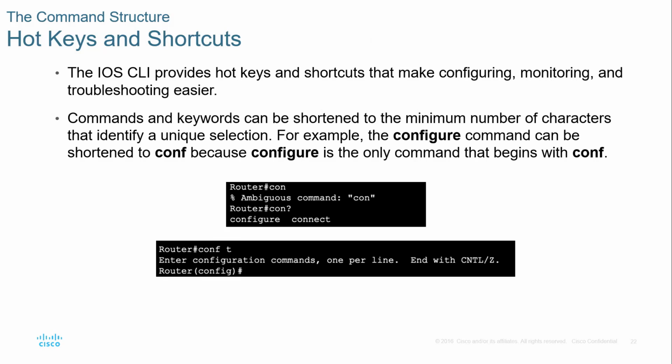So, hotkeys and shortcuts. You don't always have to type out the entire command. To go from the privilege exec to configuration is configure terminal, or conf t. However, if there could be multiple commands with the same amount of letters, you'll get an ambiguous command. Here we have router, and we're issuing a con command. Well, there are 2 commands that start with con, configure and connect. So this is ambiguous. It doesn't know which one you're trying to do. If you did conf, it would know it's configure. If you did conn, it would know that you're typing in connect. So it really just depends.